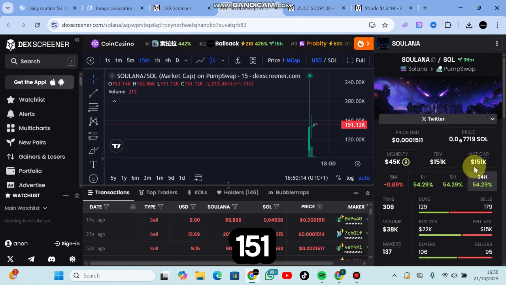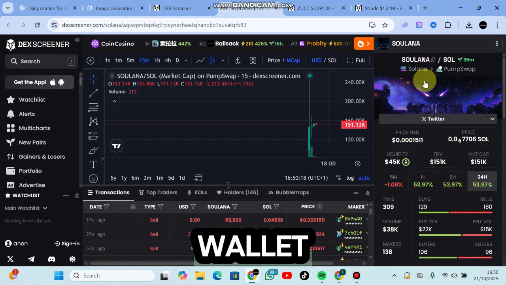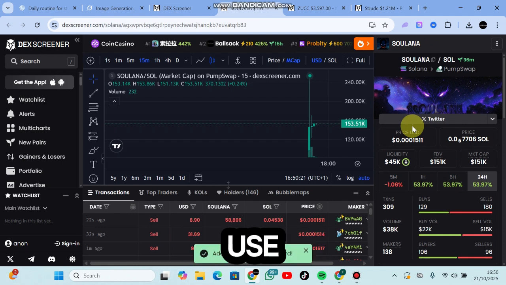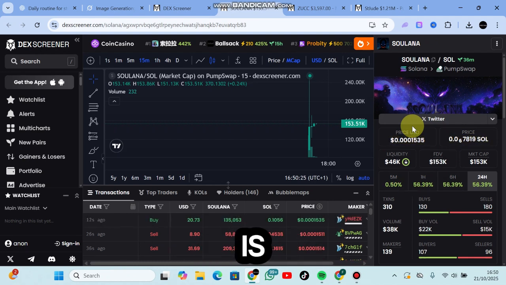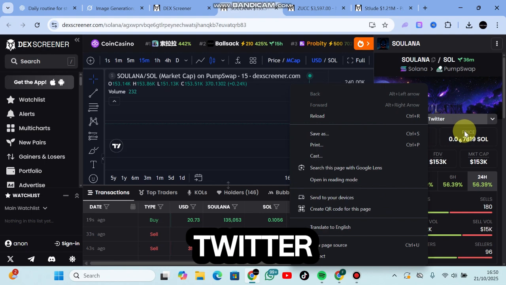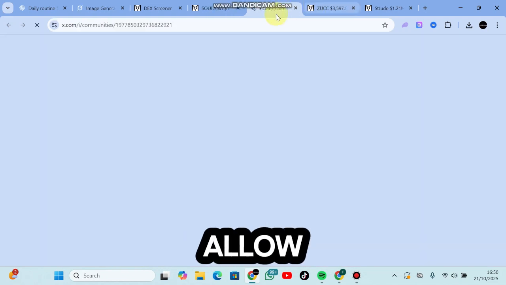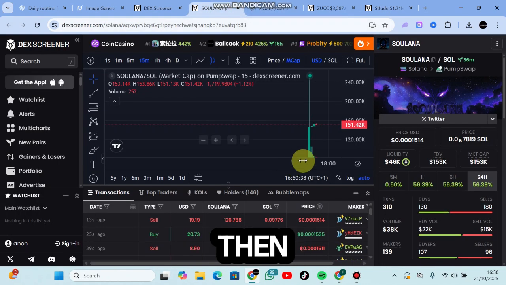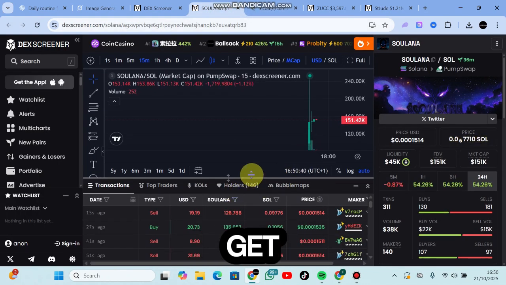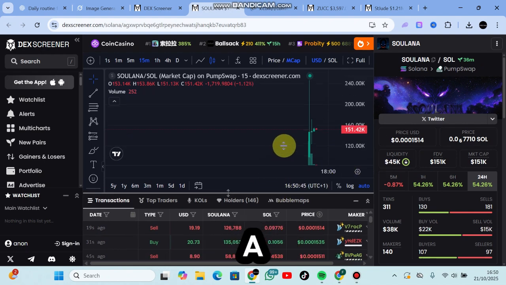Market cap over 151k. So I can confirm this by simply copying the wallet address and going over to Telegram and using TTL bot. But if you're watching my video, you know what TTL bot is. So the most important thing is for me to check Twitter to see if it is actually trending on Twitter, if there are people talking about it on Twitter. So I'm going to continue on Twitter. I'll allow it to load. But before then, the other things I want to check. It was created about 36 minutes ago, and I think this might be a good coin.